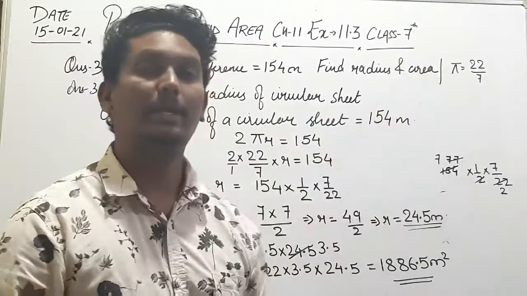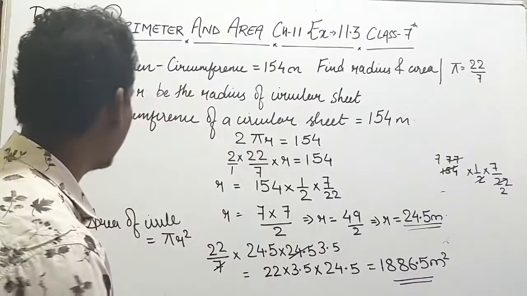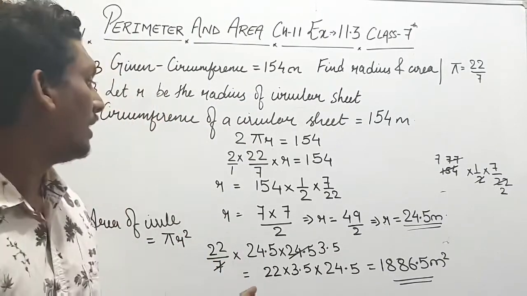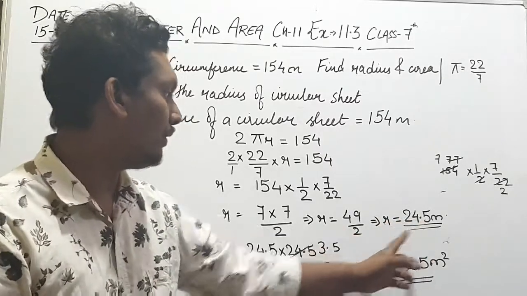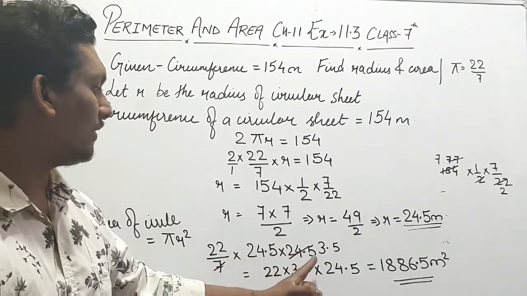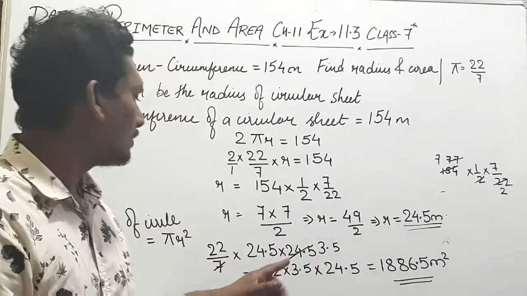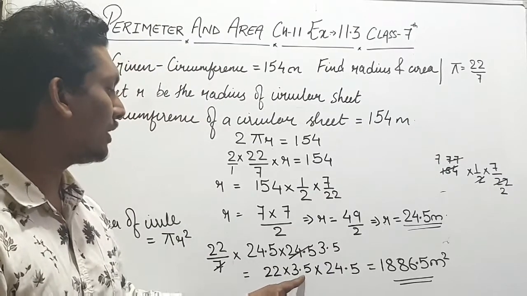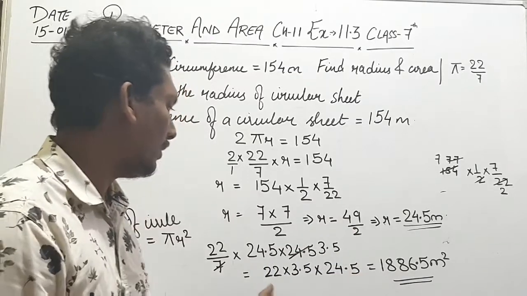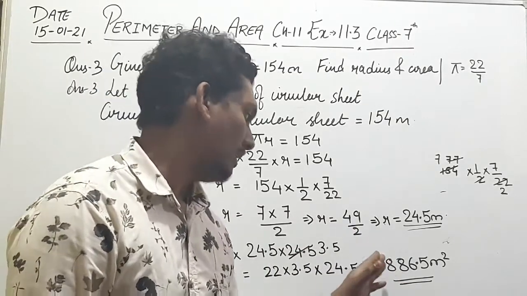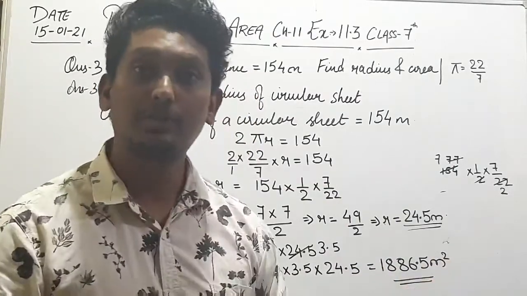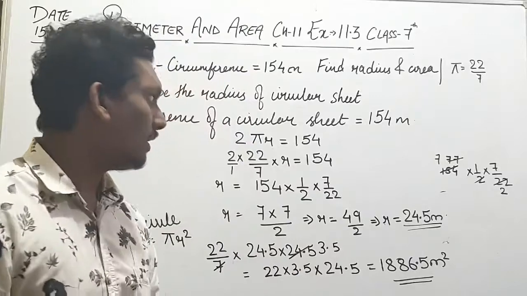The next part was to find the area. The formula for the area of the circle is pi r square, means 22 by 7 into r, we are having 24.5 into 24.5. Cut this 7 and 24.5, so you will get 3.5. So 22 into 3.5 into 24.5. When you multiply all the three, you will get 1886.5 meter square. Okay, hope it is clear to you.